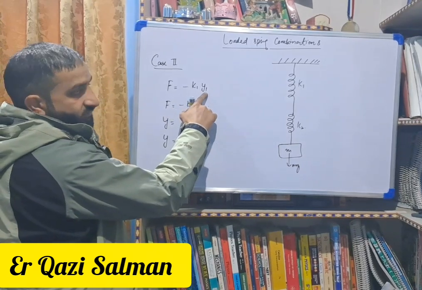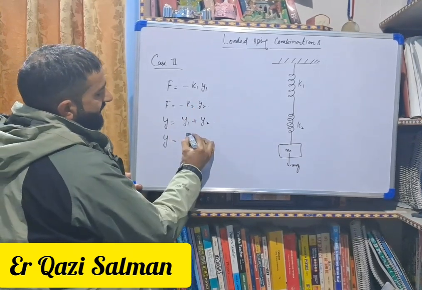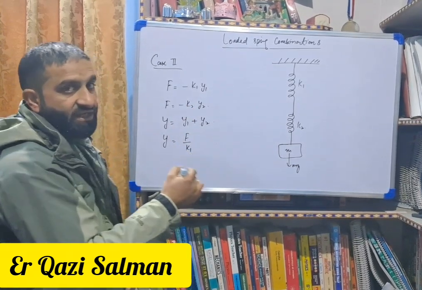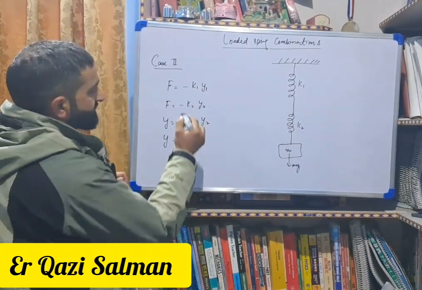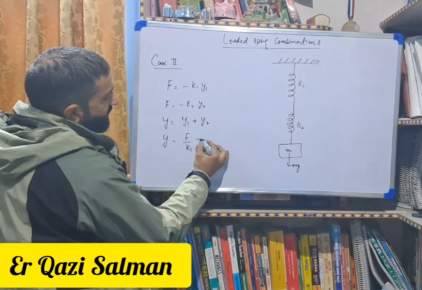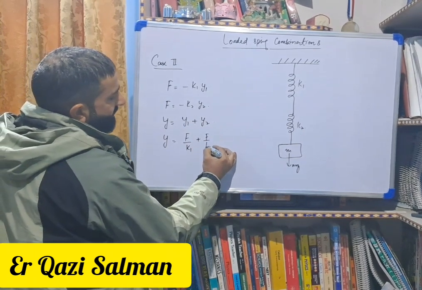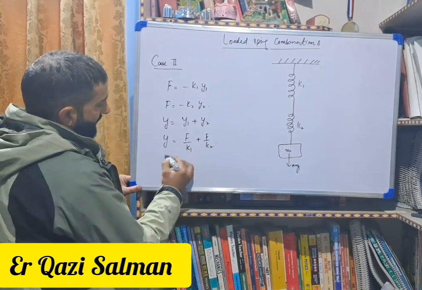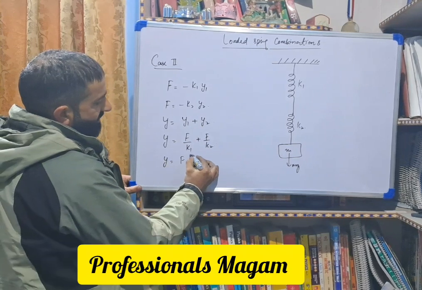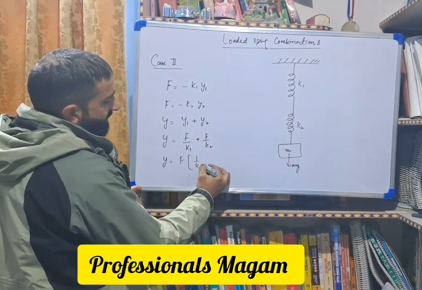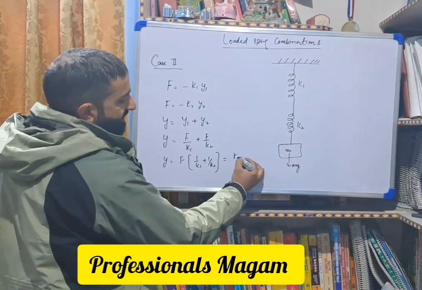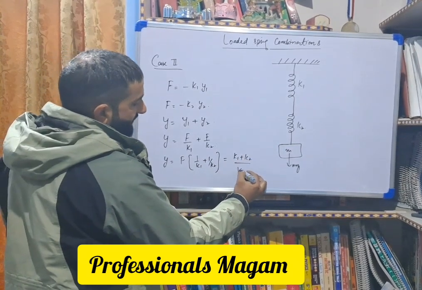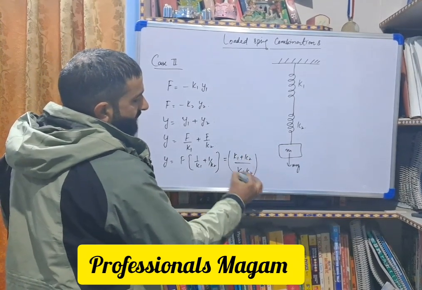Now, the total extension produced Y will be equal to Y1 plus Y2. Taking Y1 from this, that will be equal to F by K1, neglecting the negative sign. The negative sign tells us the restoring force is always opposed to the displacement, and this Y2 will be equal to F divided by K2. Now taking F common, Y is equal to F into (1 by K1 plus 1 by K2), cross multiplying it, that is (K1 plus K2) divided by K1K2 into F.